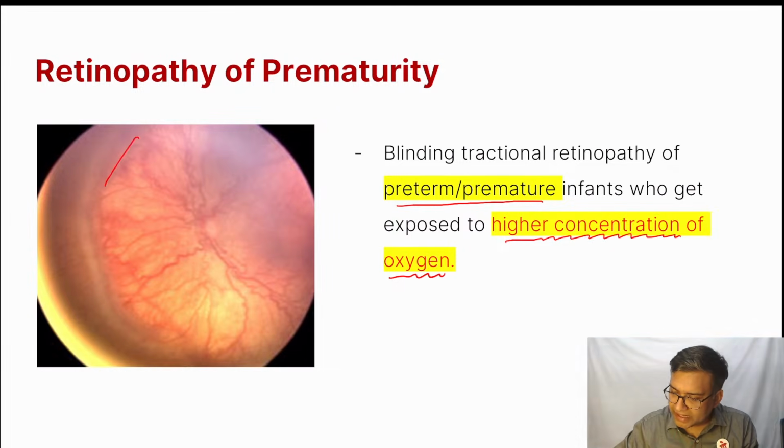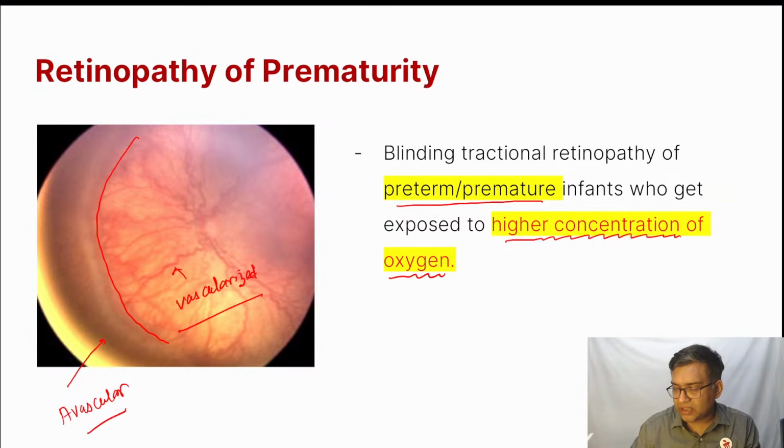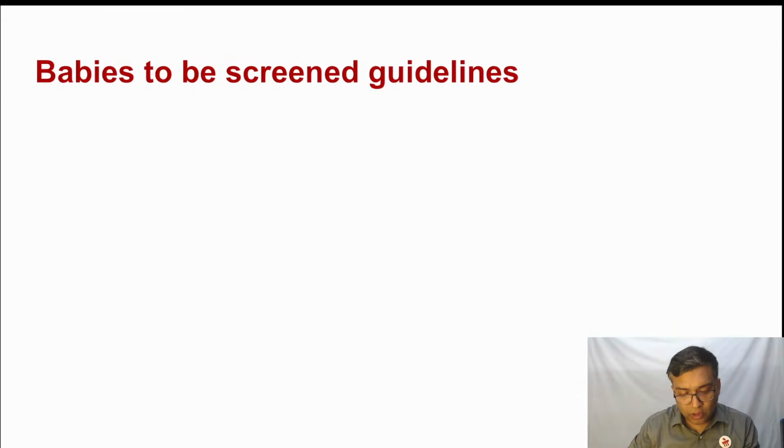Here you can get a demarcation line, and this is the vascularized retina and this is the avascular retina. Okay, so you have a vascularized segment and you have an avascular segment. This is most important whenever you talk about the retinopathy of prematurity. Okay, so now they ask about the screening guidelines for newborn babies.